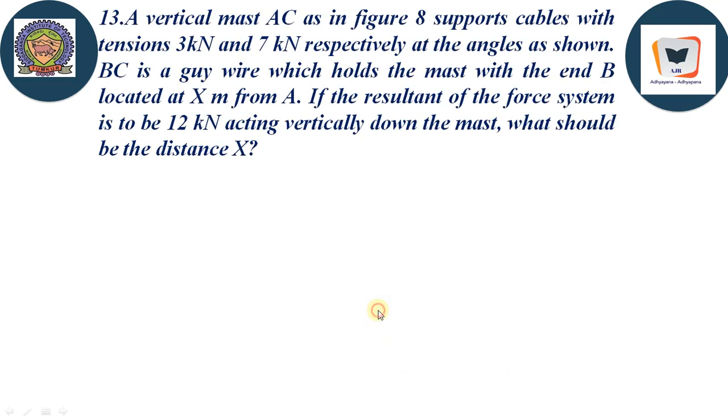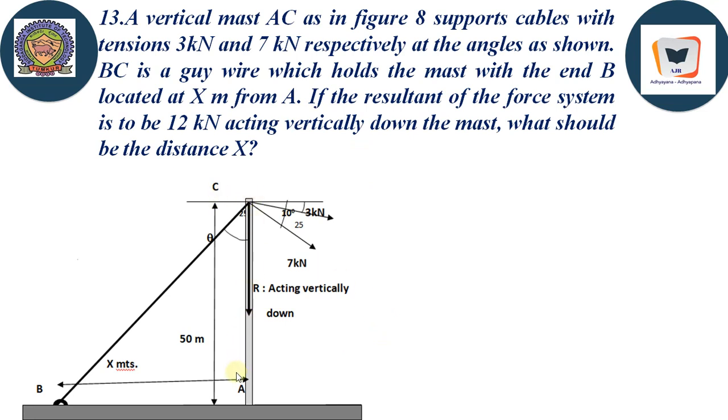A vertical mast AC, in the figure, supports the cables with tensions 3 kilonewton and 7 kilonewton respectively at the angles as shown. BC is a guy wire which holds the mast, with the end B located at x from A. So the distance between end B and A is x meters.